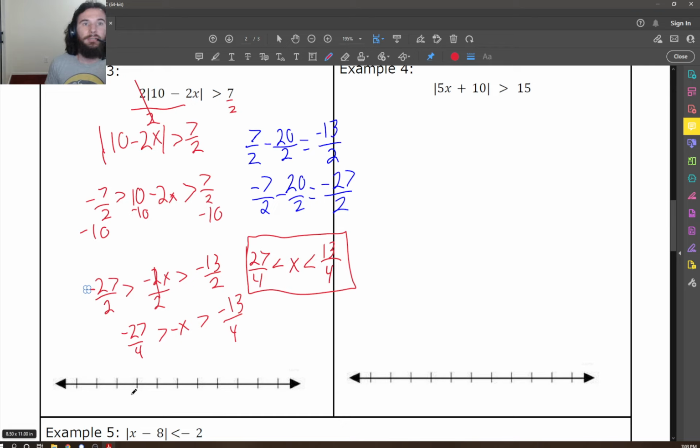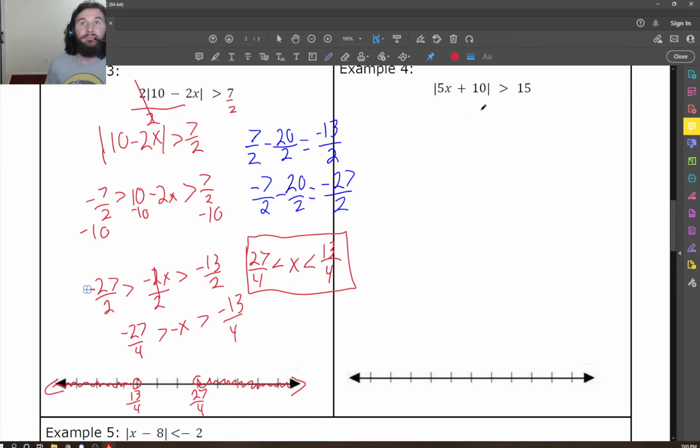So we'll put 13 over 4 down here and put 27 over 4 over here. This is not inclusive, so open circles. So if x is greater than 27 over 4, it's going to go this way because it's greater. And it's less than 13 over 4, so it's going to go this way. And x can't be anything in the middle.